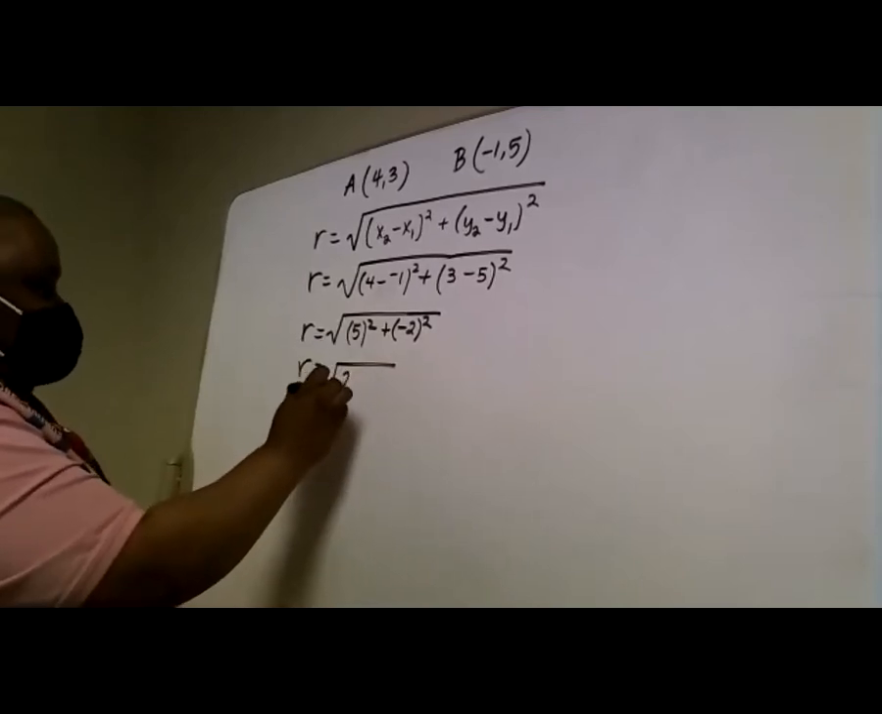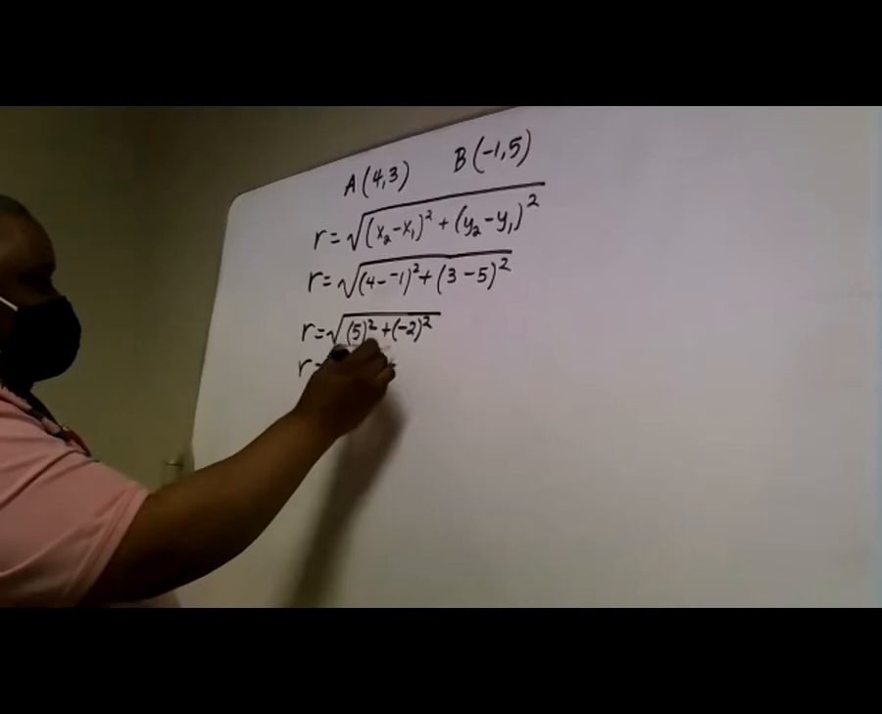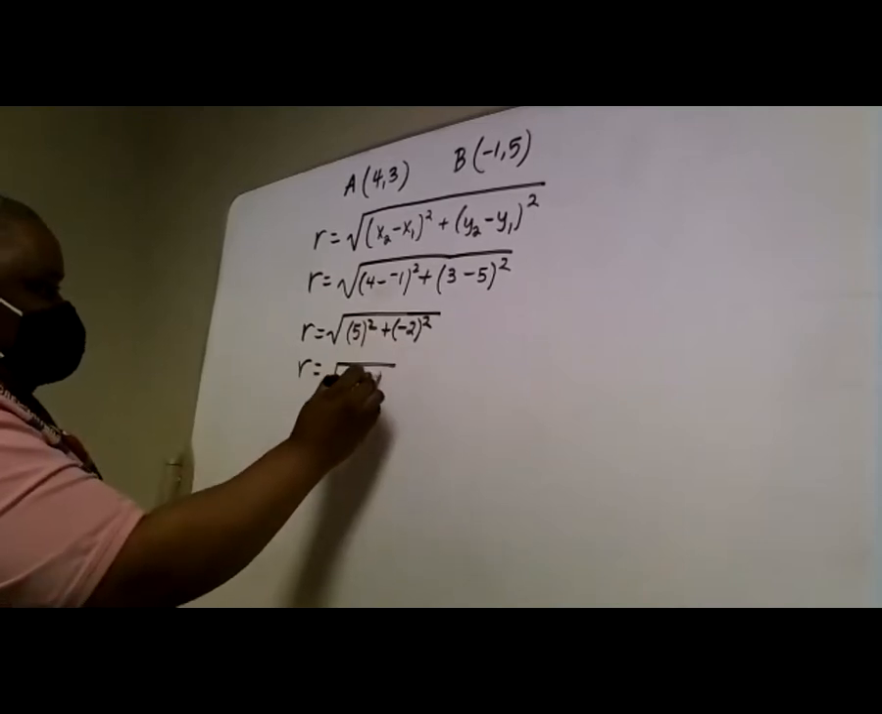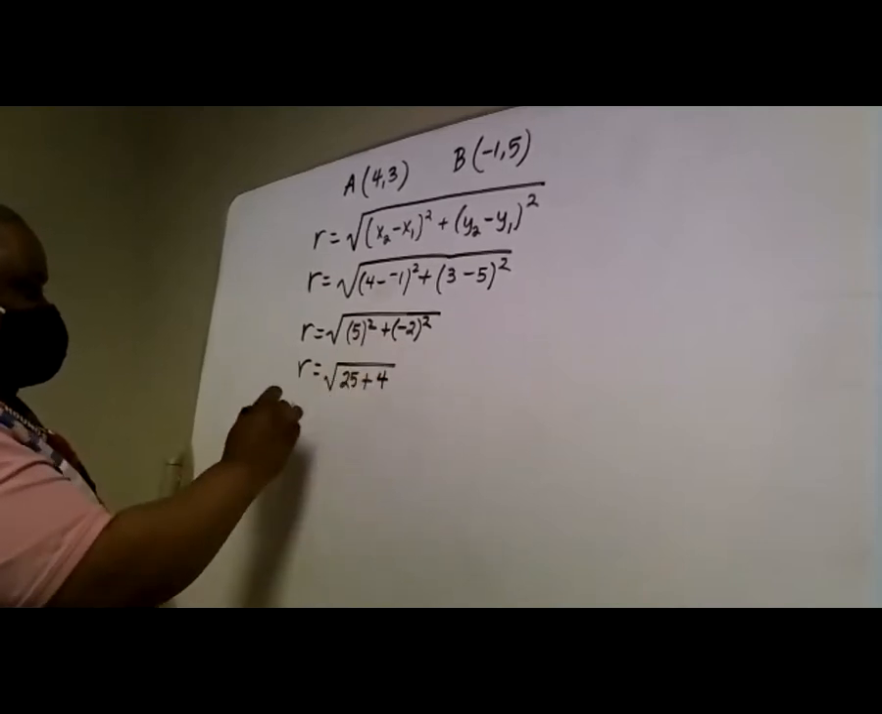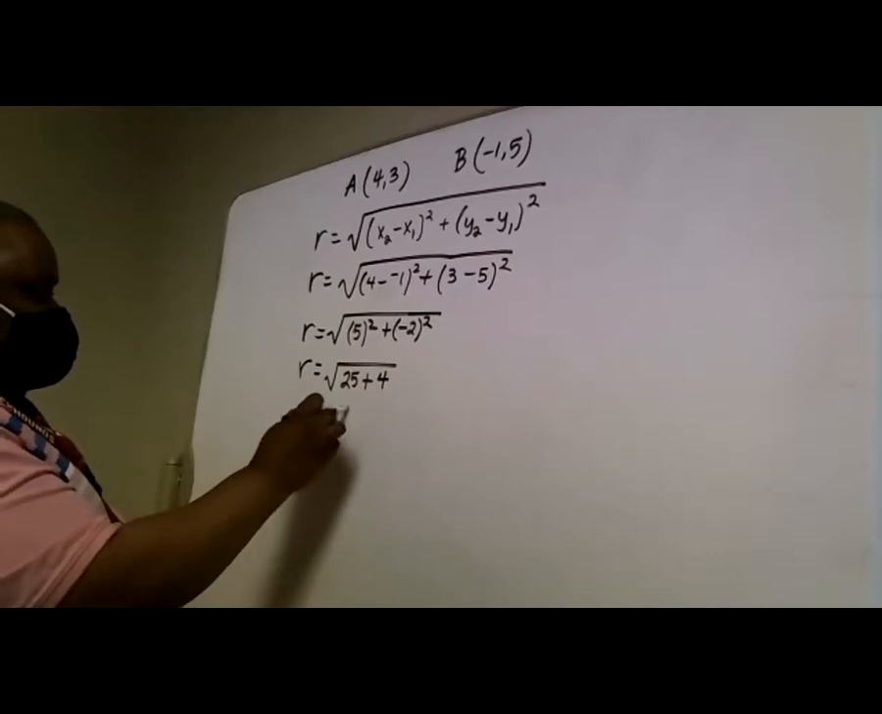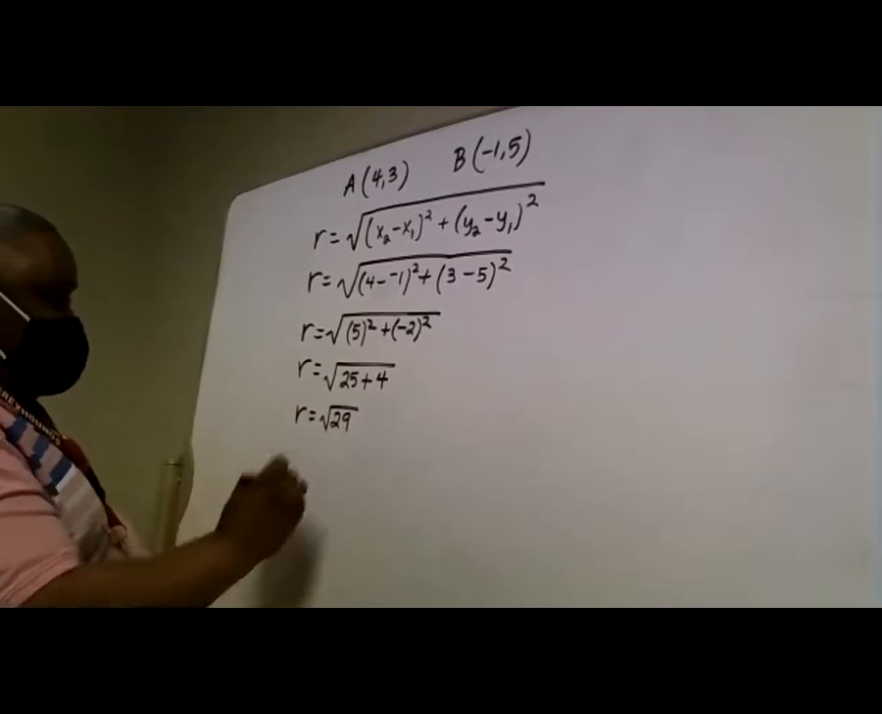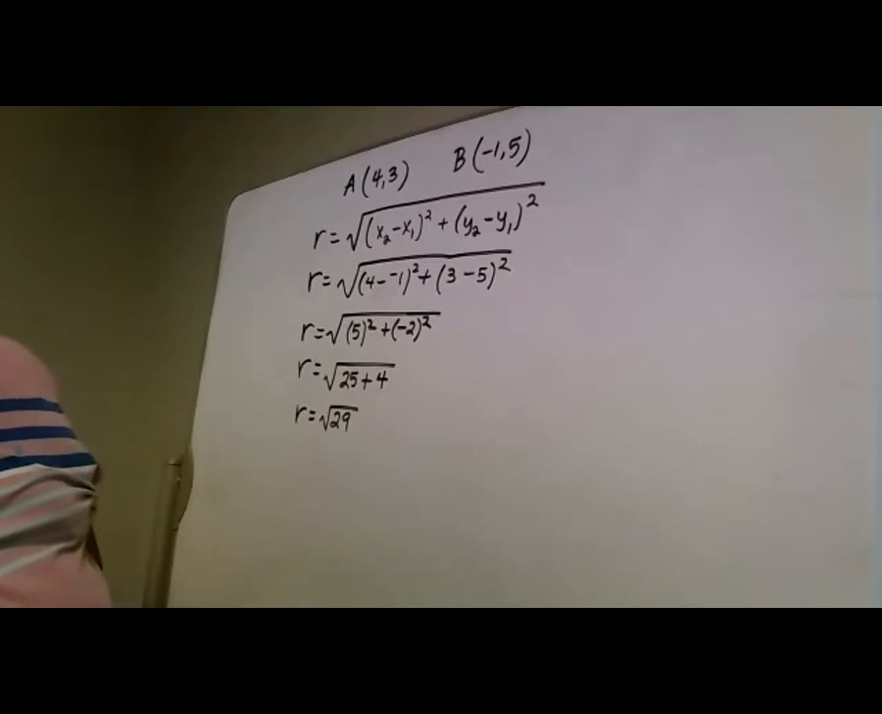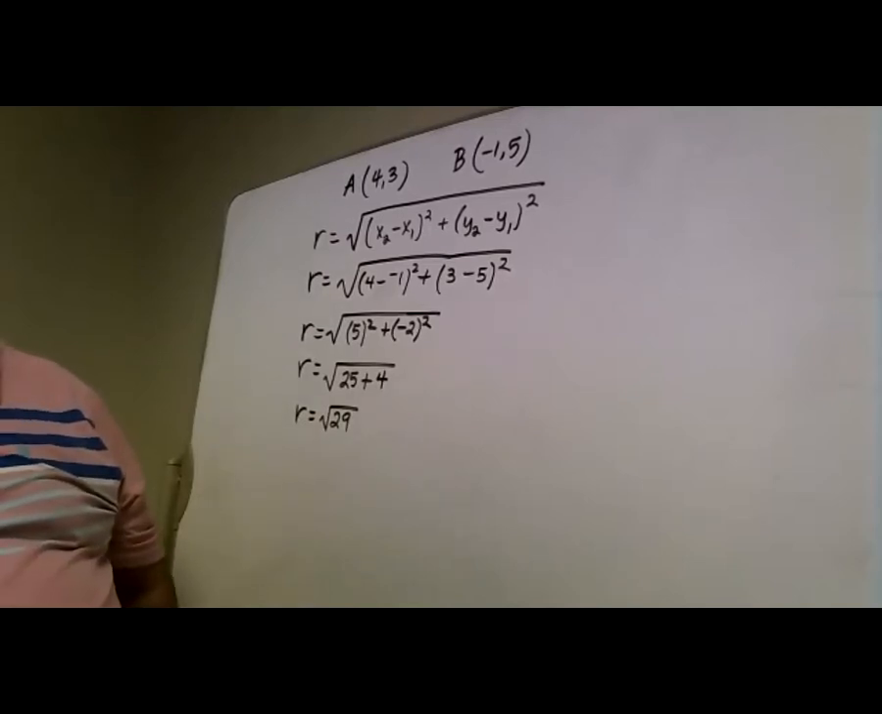Five squared, or 5 times 5, that's 25. And then negative 2 squared, or negative 2 times negative 2, that's 4. 25 plus 4 gives me 29. And I will leave it as the square root of 29. Okay, that's the radius of that circle, the distance between A and B.